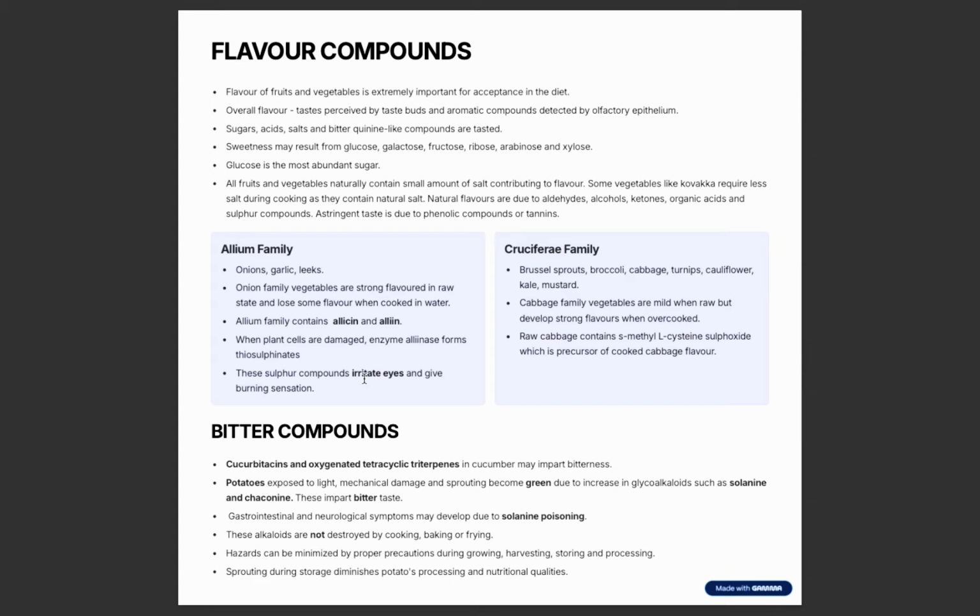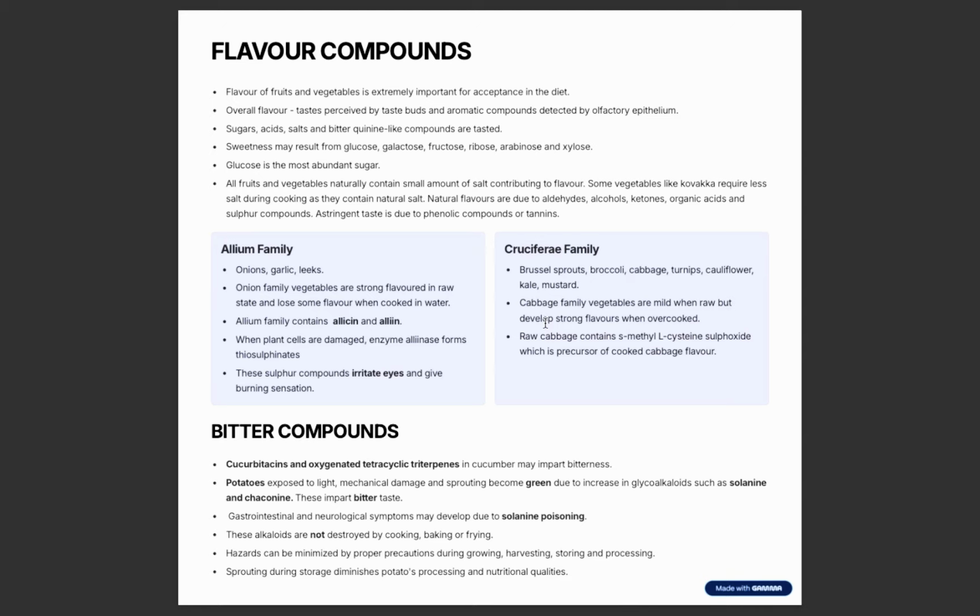Okay. So looking into the cruciferous family, it includes Brussels sprouts, broccoli, cabbage, turnips, cauliflower, kale, mustard, etc. ഇത് നമ്മൾ ഹൈപ്പോതൈറോയിഡ് കേസസിലെ ഡയറ്റിലൊക്കെ നമ്മൾ പറയുന്നതാണ് ക്രൂസിഫറസ് ഫാമിലിയുടെ അവോയ്ഡൻസ്. ക്യാബേജ് ഫാമിലിയാണ് നമ്മളിതിന് ജനറലി പറയാം. These vegetables are mild when raw in flavor and develop strong flavors when overcooked. And raw cabbage ലൊക്കെ ഒരു കോമ്പൗണ്ട് ഉണ്ട്, S-methyl L-cysteine sulfoxide, which is a precursor of cooked cabbage flavor. So the flavors develop after being cooked in cruciferous family, and in allium family the flavors are lost after cooking.